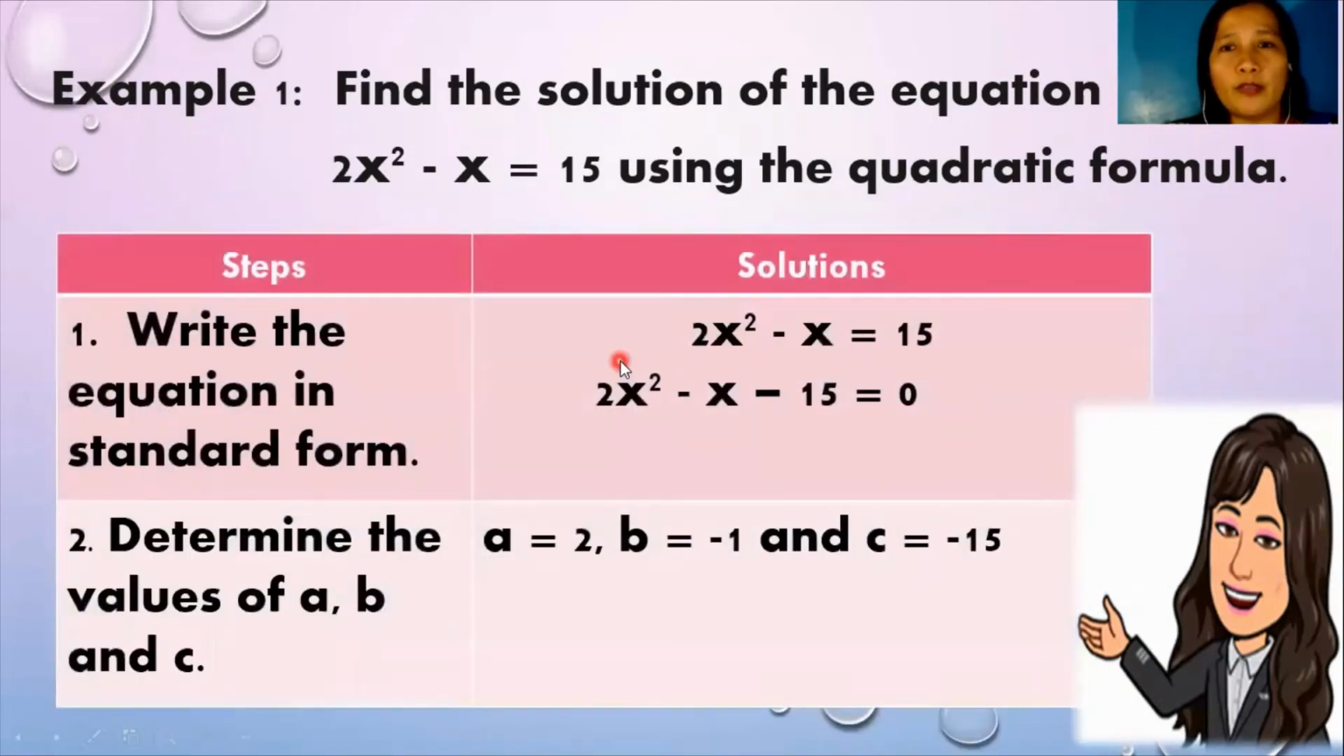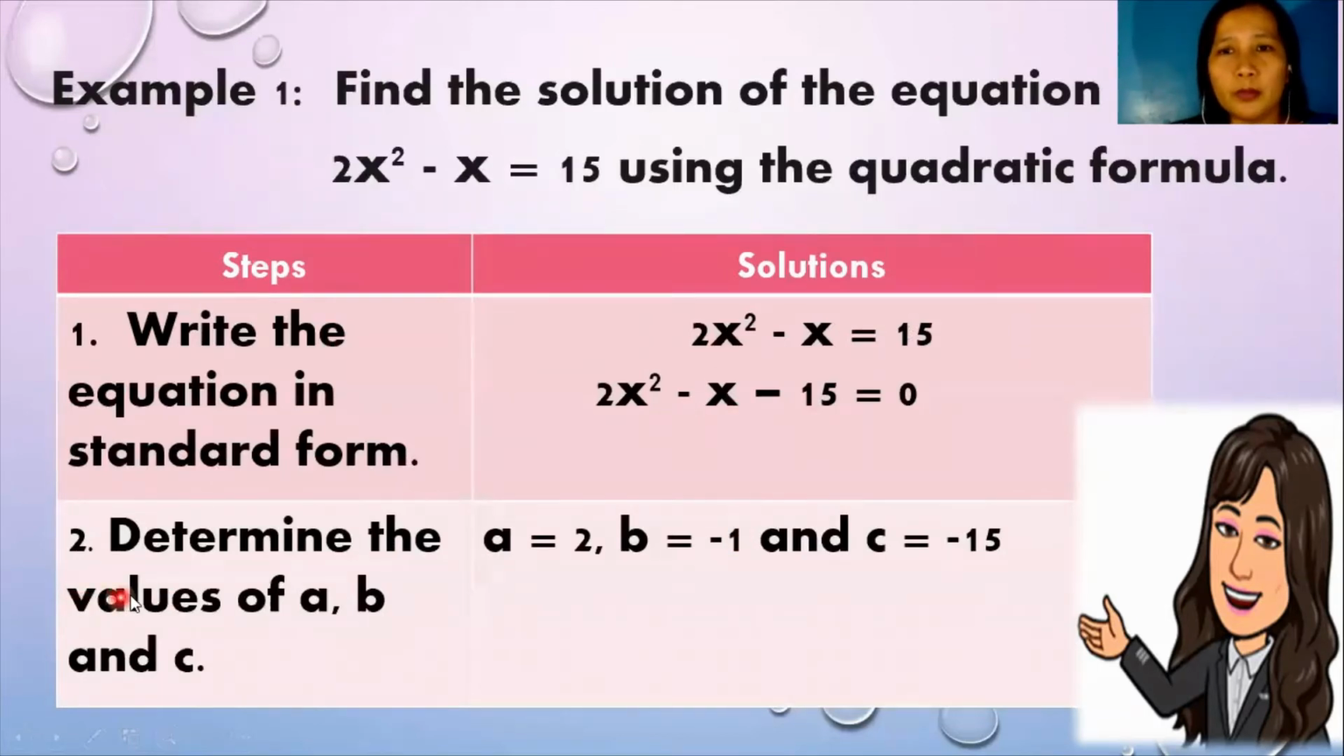So we're going to follow the steps. Step number 1. Write the equation into a standard form. 2x squared minus x is equal to 15. We're going to transpose 15 to the left side, so we're going to use the subtraction property of equality. So it becomes 2x squared minus x minus 15 equals 0. So we have to transpose and change the sign for short.